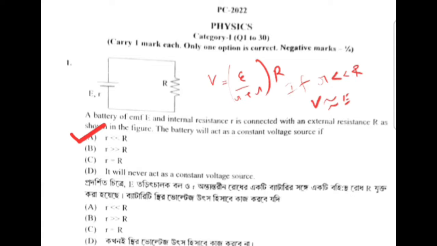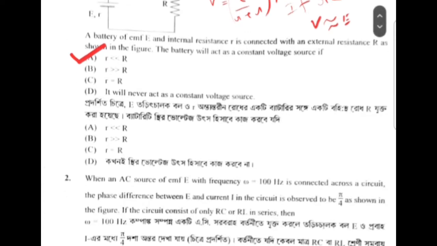The first question says that a battery of EMF E and internal resistance r is connected with external resistance R as shown in the figure. The battery will act as a constant voltage source. We can see that the solution is option A, because we get terminal voltage and EMF to be equal only when R is much greater than r, so we can ignore the small r in the denominator, and the numerator will cancel the denominator and become 1, and so V will be equal to E.